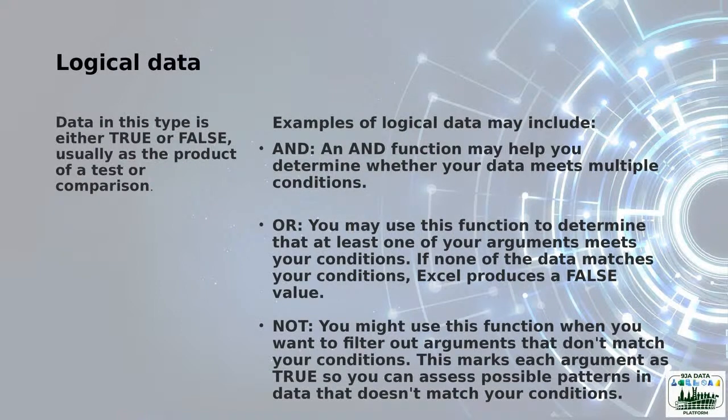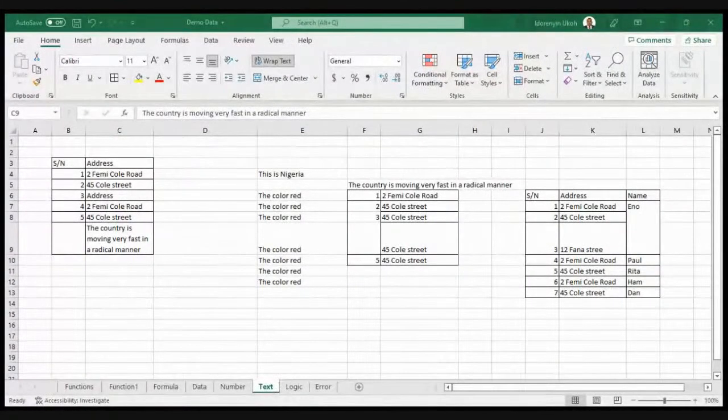So we have logical data. That's one of the data types that we have in Excel. Logical data is either true or false, and is usually used for comparison on a product or any information that you want to compare with. Some examples are AND, OR, and NOT. There are other examples of logical data that you can browse. So we want to represent this logical data on our Excel sheet.